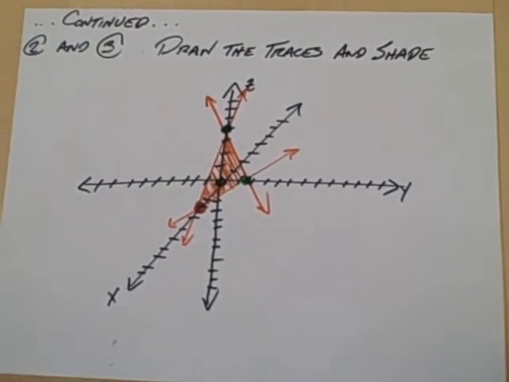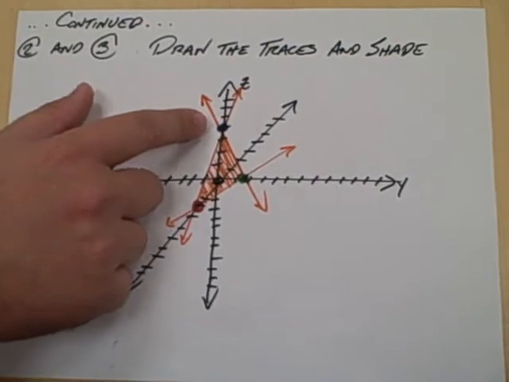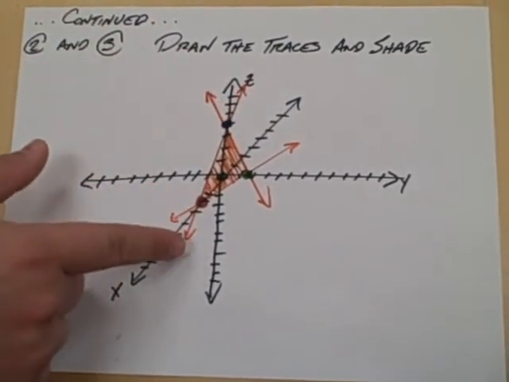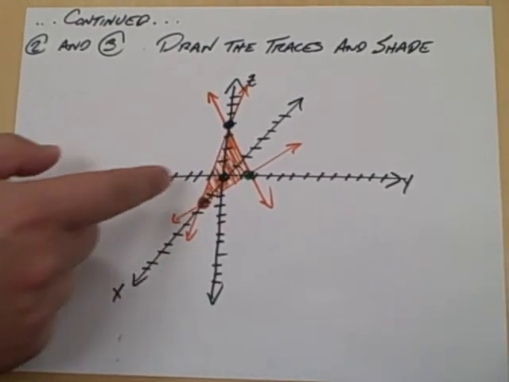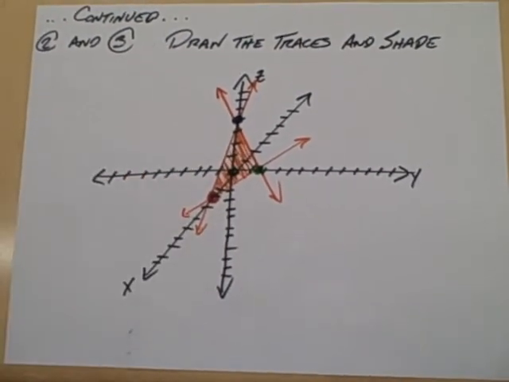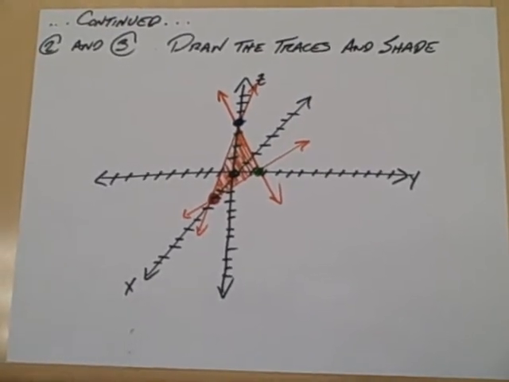Now we graph all 3 of our intercepts, my x-intercept, my y-intercept, and my z-intercept, and we draw the traces, which are simply the lines containing each pair of these intercepts. And we shade the enclosed region, which is this triangular region. That triangular region represents the plane that we just were looking at.